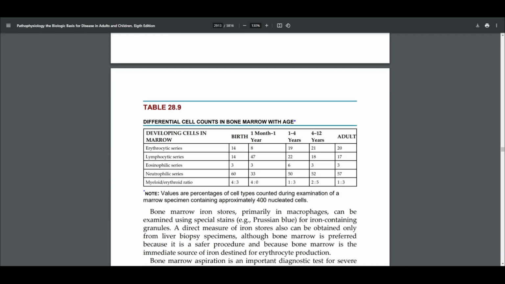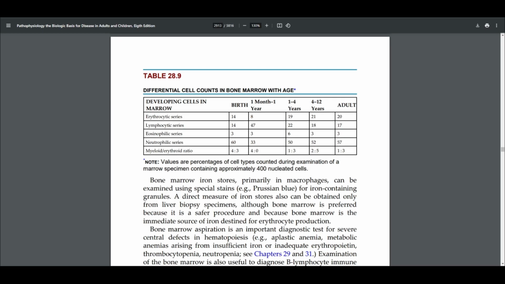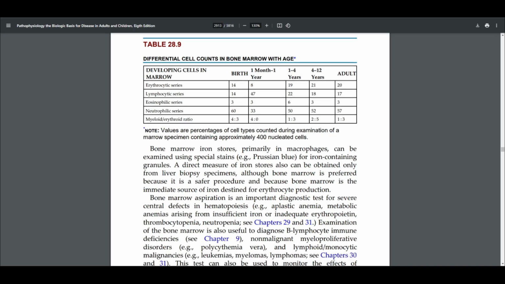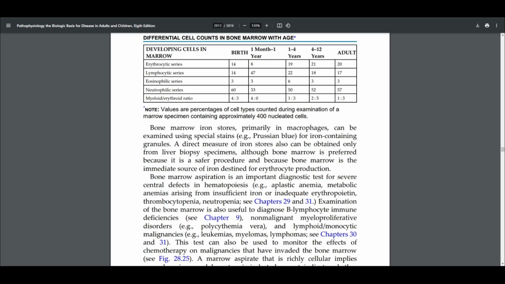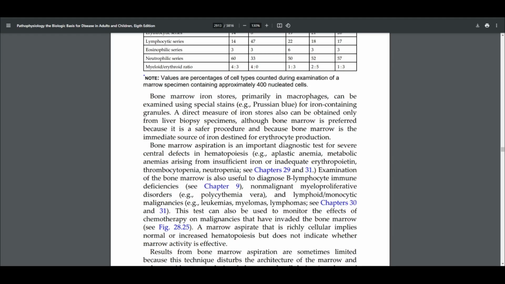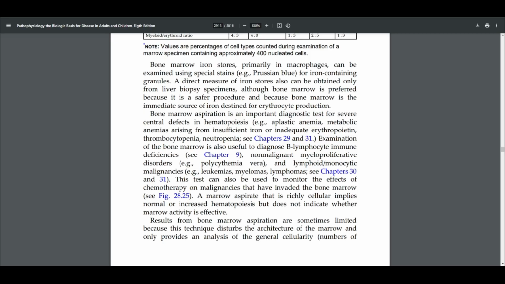Bone marrow iron stores, primarily in macrophages, can be examined using special stains for iron-containing granules. A direct measure of iron stores also can be obtained only from liver biopsy specimens, although bone marrow is preferred because it is a safer procedure and because bone marrow is the immediate source of iron destined for erythrocyte production. Bone marrow aspiration is an important diagnostic test for severe central defects in hematopoiesis.